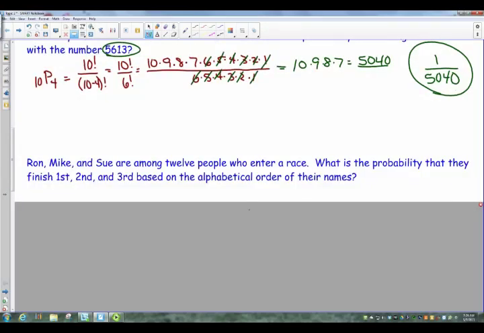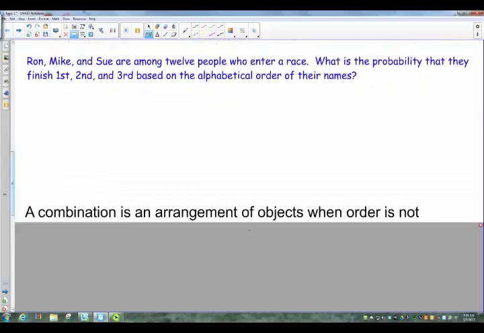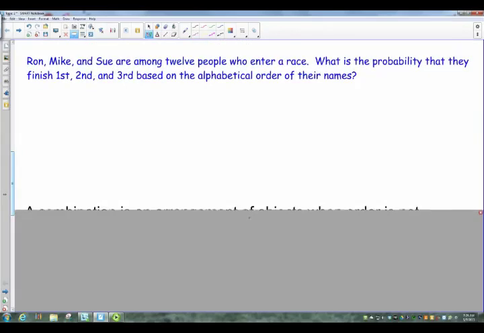All right, let's take a look at this second one. Ron, Mike, and Sue are among 12 people who enter a race. What is the probability they finish first, second, and third based on the alphabetical order of their names? So they basically have to finish in the order Mike, Ron, and Sue. All right, well, first off, we've got to figure out how many different ways can these outcomes occur.